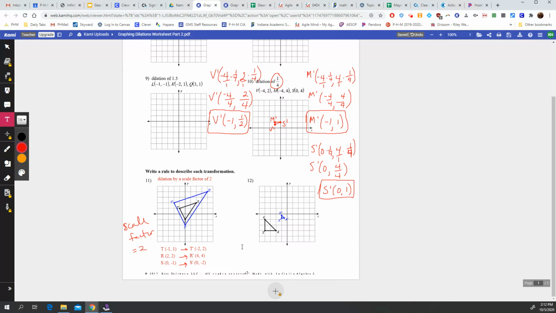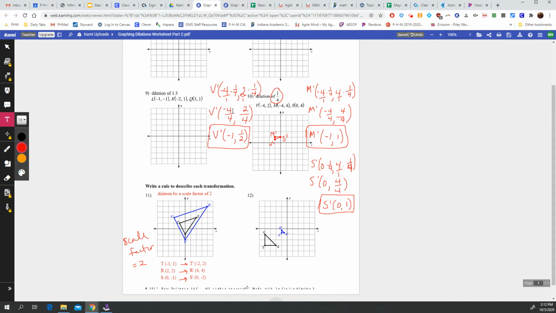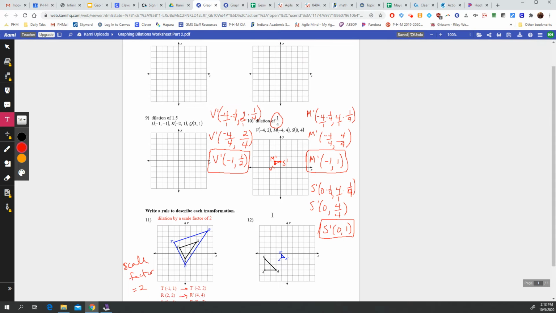I would like for you to copy that for number 11 and then go ahead and try number 12 on your own. And I hope this video will help you complete 7 through 12 on part 2 of this worksheet.